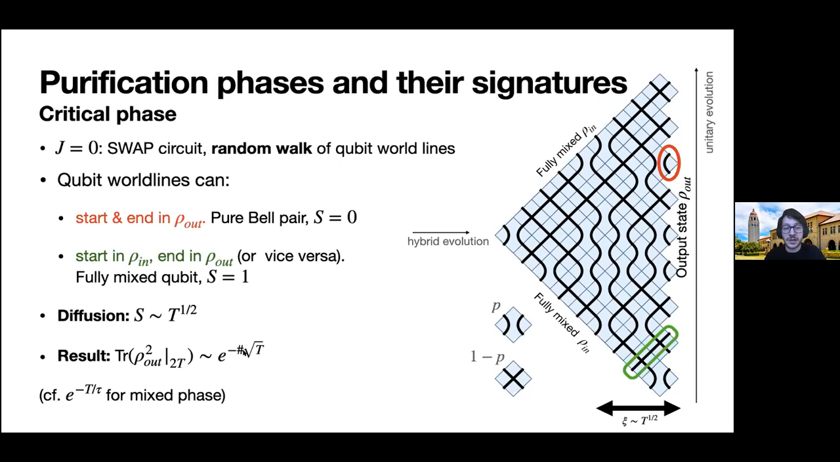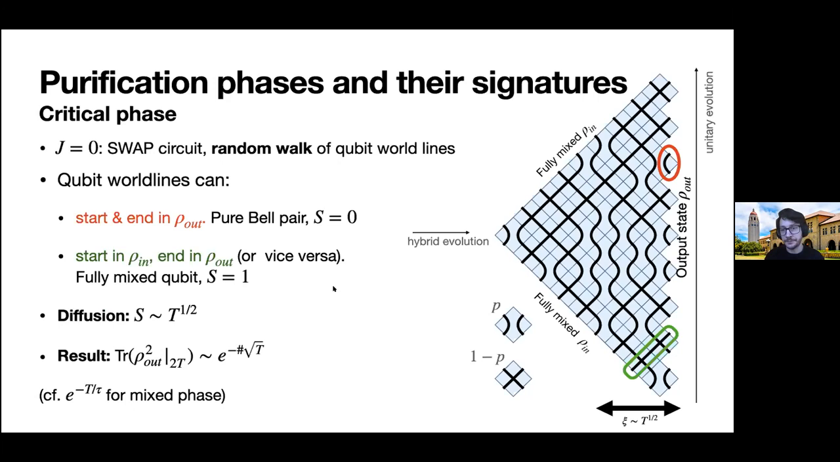This is to be compared with the mixed phase, where it decayed exponentially. So here, again, this would be measurable by that protocol. You would find a decay where your attempt at fitting to an exponential decay time constant would yield zero as time goes on, so vanishing entropy density.